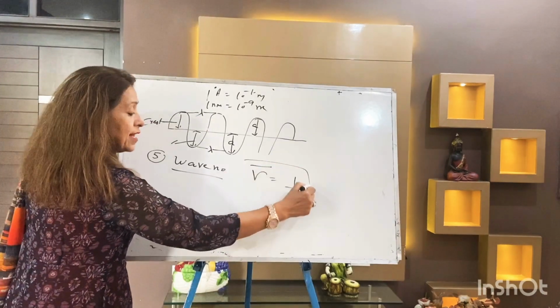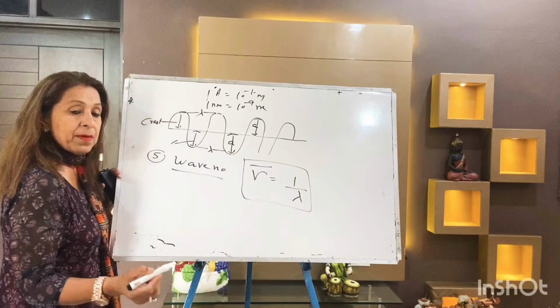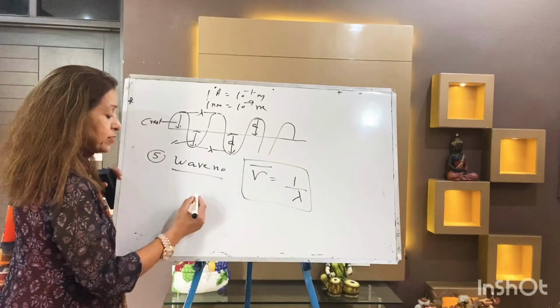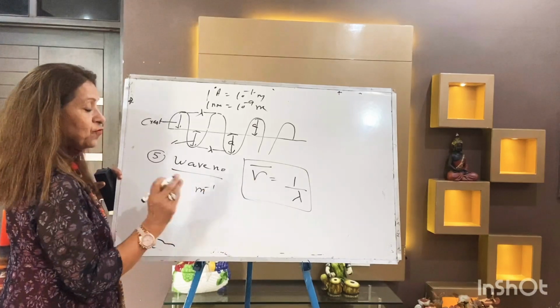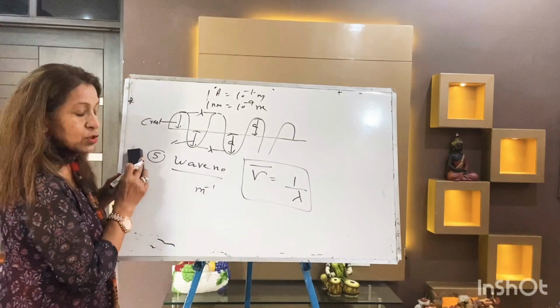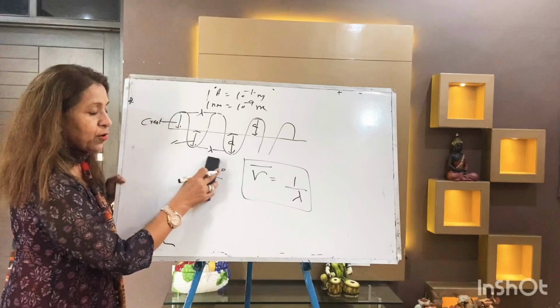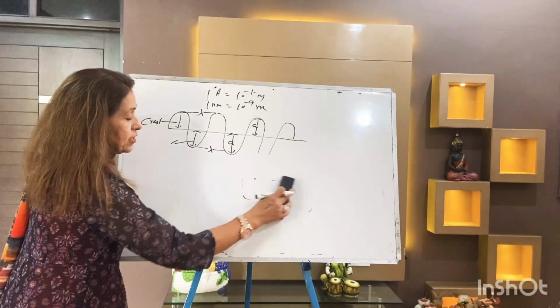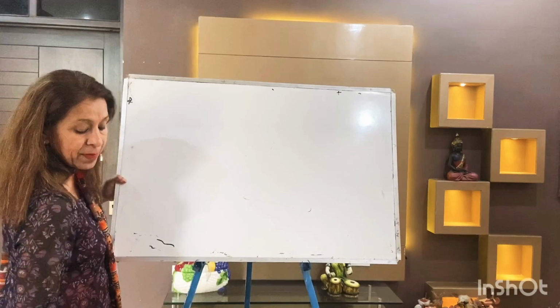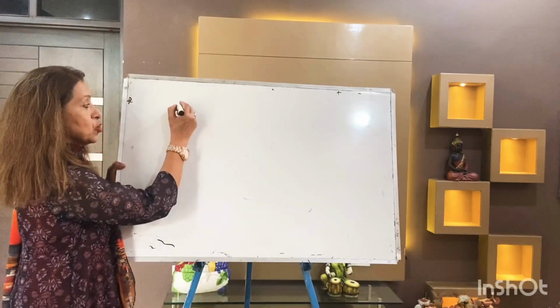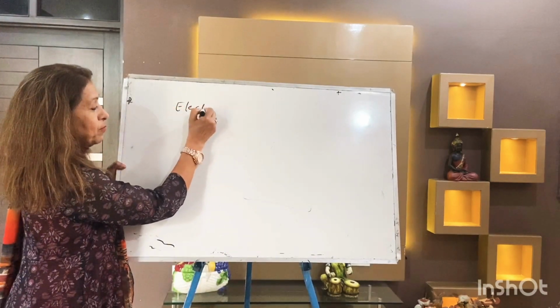We will start the numericals of this formula. Wave number is equal to 1 by lambda, and its unit is per meter. So this is the fifth of the characteristics of electromagnetic waves. One or two line numericals we will start later on. After the characteristics of light waves, that's electromagnetic waves, let's start the topic electromagnetic spectrum.